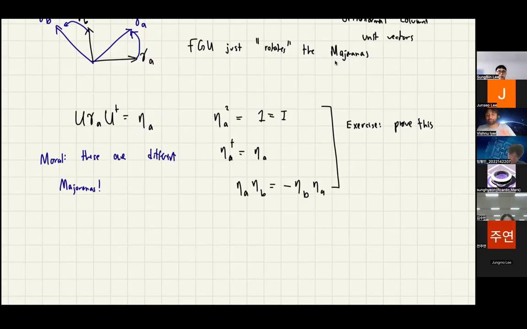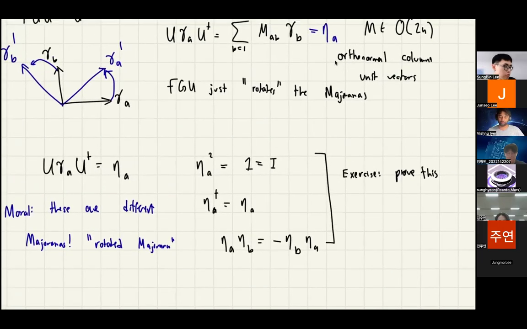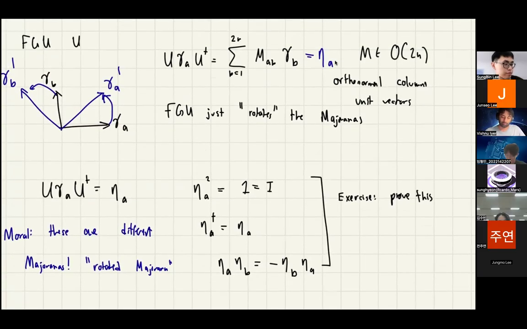They're Majorana operators that are rotated. They live in this different world, but they have the same properties. They're basically Majorana operators. Okay? So I'll call them rotated Majorana operators. Okay? So basically, a Gaussian unitary rotates a regular Majorana into a rotated Majorana operator. Okay?